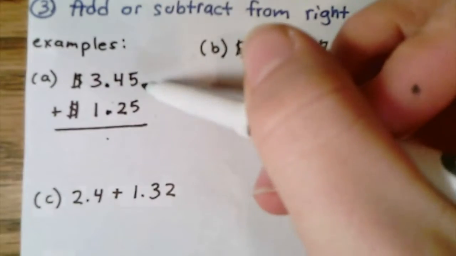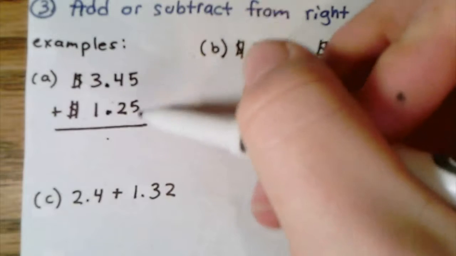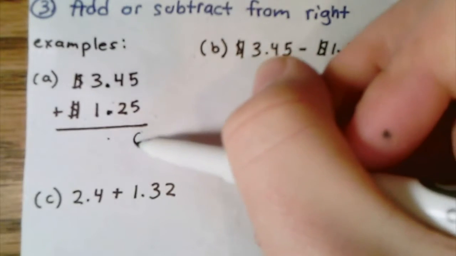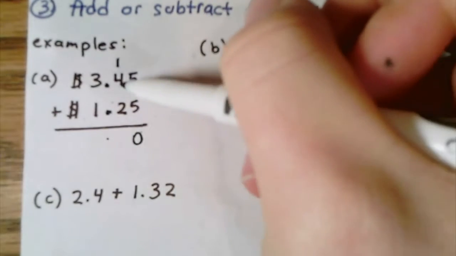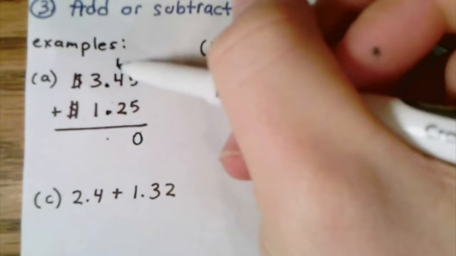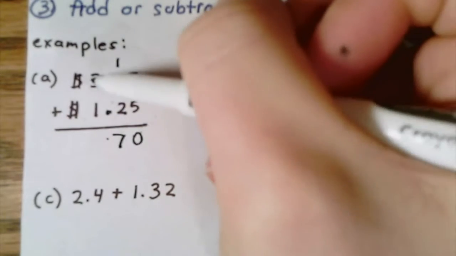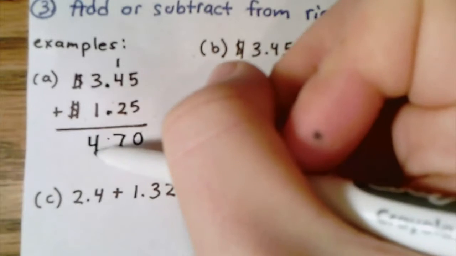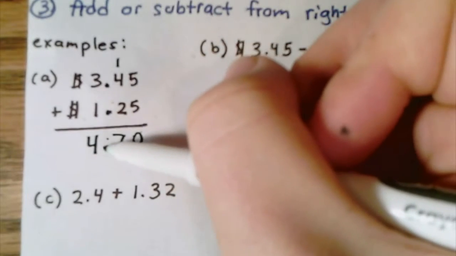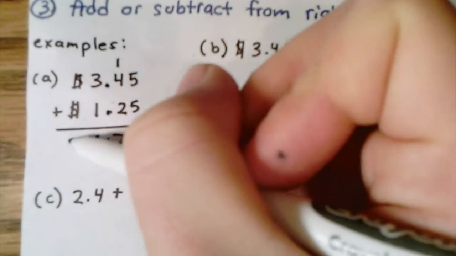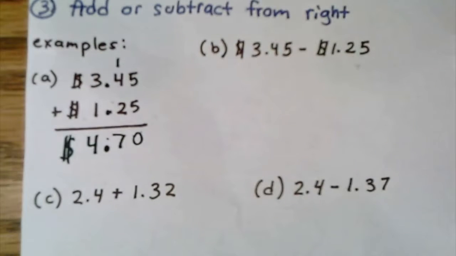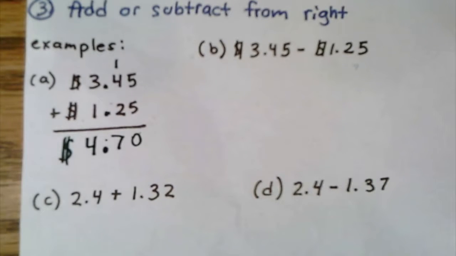So now we're just going to add starting from the right. So 5 plus 5 is 10. 4 plus 2 is 6, 7. 3 plus 1 is 4. And my decimal comes down right in the same place. Add my $ sign, and so my answer is $4.70.